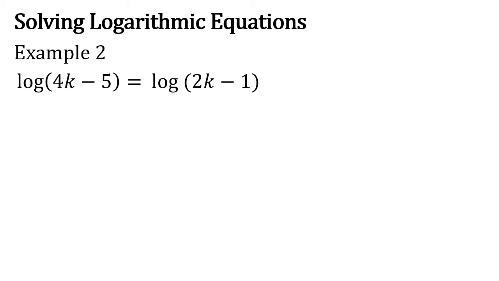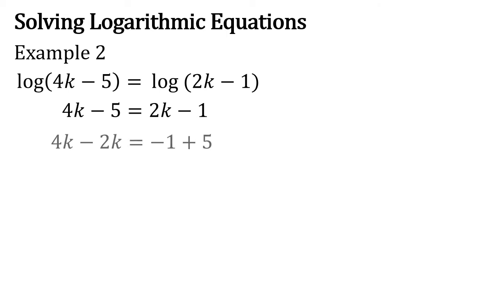So we can equate 4k minus 5 and 2k minus 1. Then just solve for k. This will be 4k minus 2k equals negative 1 plus 5. 2k equals 4. Divide both sides by 2. So k is equal to 2.